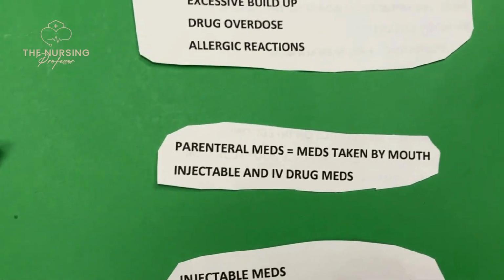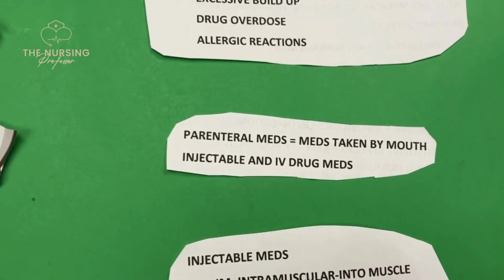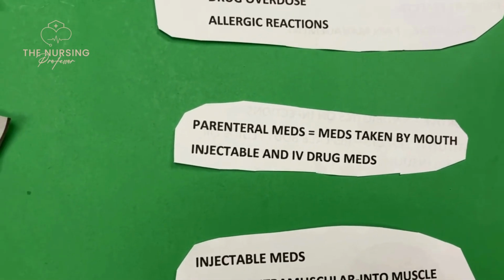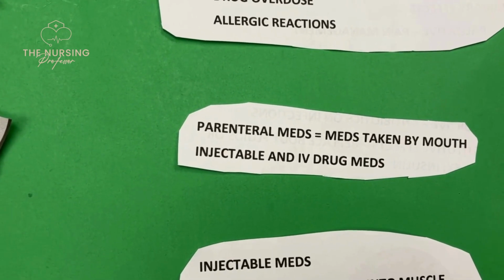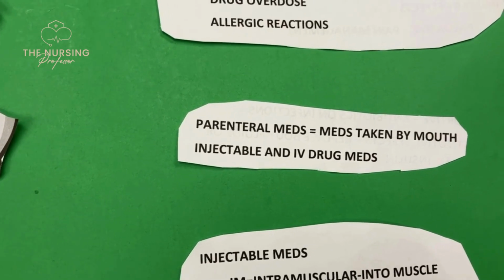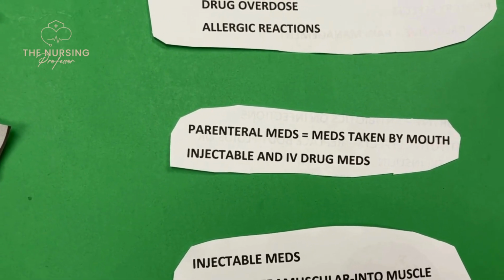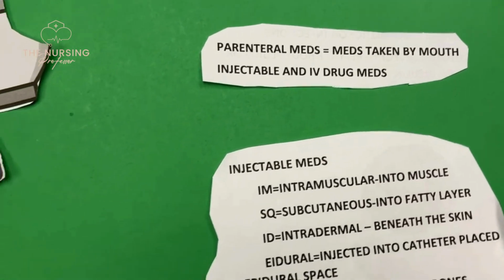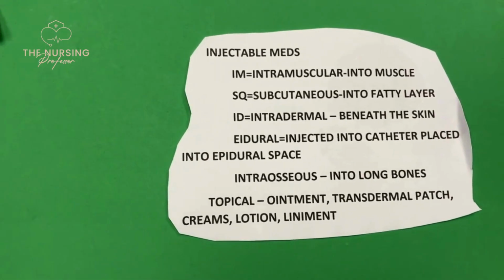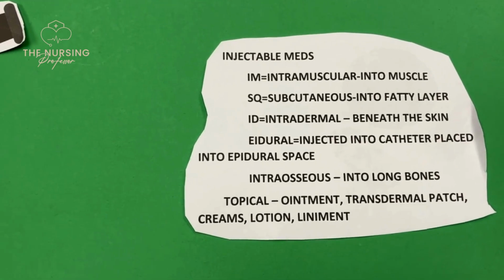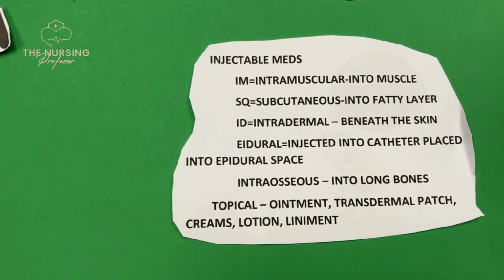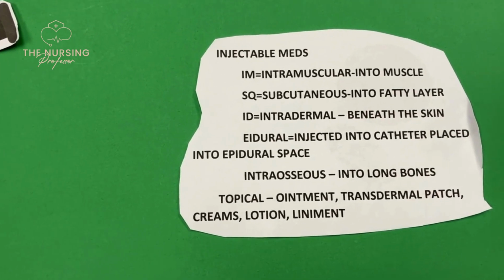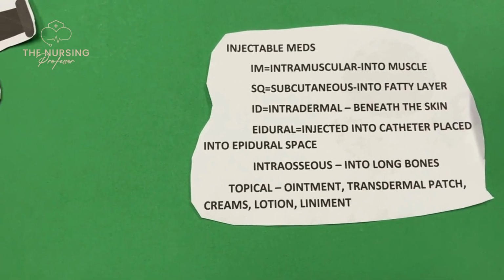Then we need to know the difference between parenteral medications. These are medications taken by mouth. These are medications that are digested versus injectable IV medications, or medications that are administered with some sort of needle, be it a needle that just goes in and out or a needle that stays in a particular place. And so when we talk about injectable meds, we're talking about medications that are administered intramuscularly, which is in the muscle. Most frequent type would be vaccines.